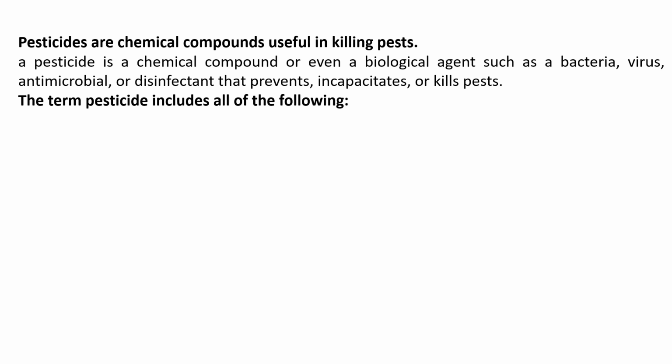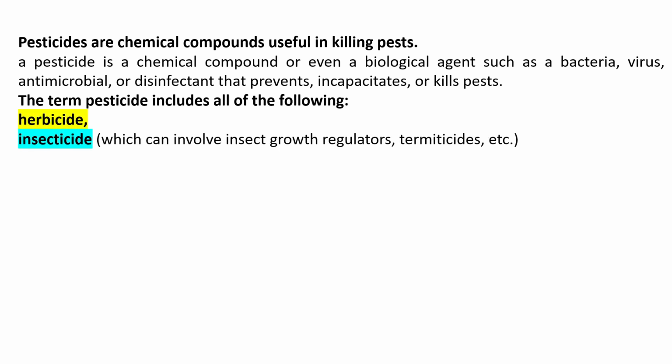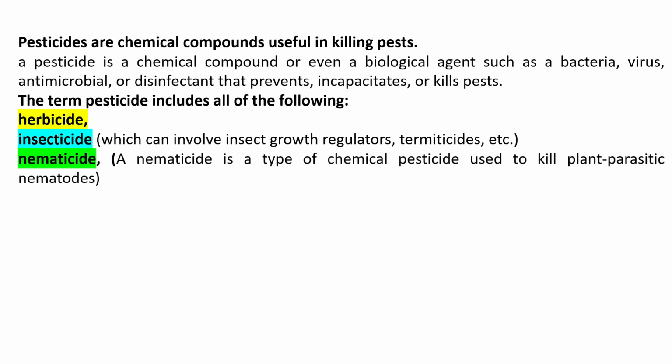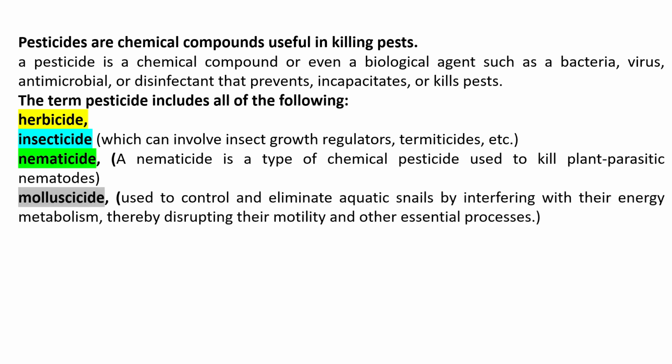The term pesticide includes all of the following: herbicide, insecticide, which can involve insect growth regulators, and termiticides, etc. Nematicide: a nematicide is a type of chemical pesticide used to kill plant parasite nematodes. Molluscicide means used to control and eliminate aquatic snails by interfering with their energy metabolism, thereby disrupting their motility and other essential processes. So all these words should be remembered by the student.